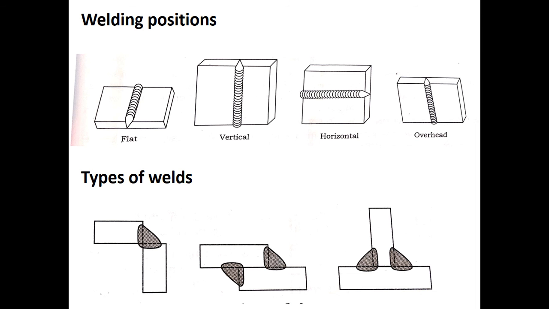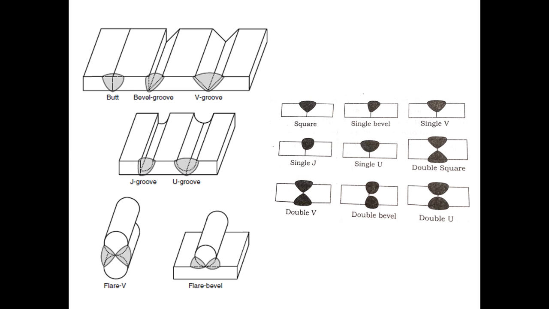Whereas in the case of groove welds, the edges of the part need to be prepared. The preparation is very much needed in the case of groove welds to the shape of a groove. You can see this in this picture. What is shown here in the case of a butt joint is how the different types of grooves are obtained. You can see this.